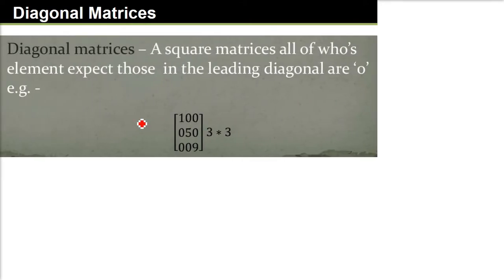Diagonal matrix. So a diagonal matrix is a square matrix all of whose elements except those in the leading diagonal are 0. What I'm saying is, first it has to be a square matrix, and then all the elements which are not in the diagonal are to be 0. Diagonal can be any number. It can be any number.